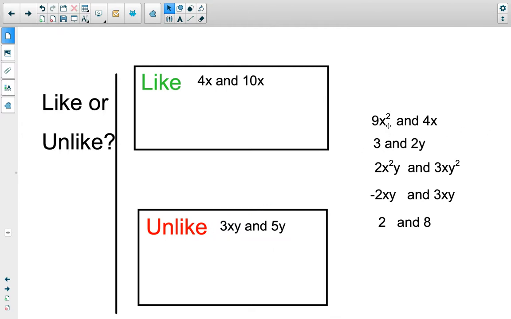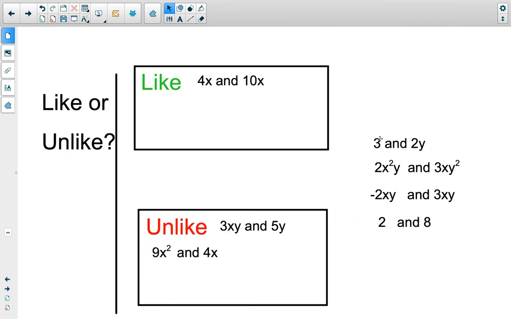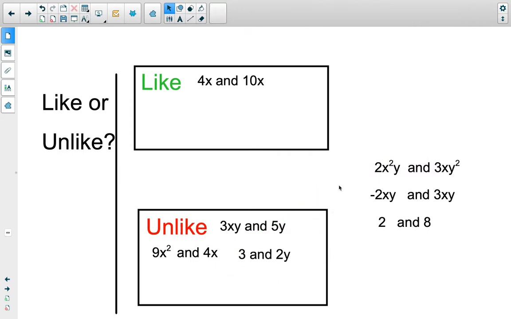My next one, I have 9x squared and 4x. This one has a power of 2. This one still has my power of 1, or my invisible power. So I cannot combine them through addition to make it 13x to the second power. So these are not like terms. Here I have 3 and 2y. This one has a variable. This one does not. I cannot combine them. They are not like terms.